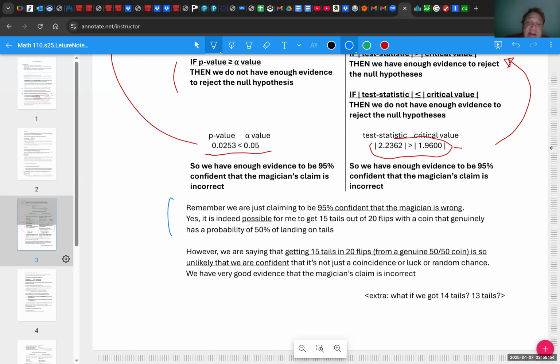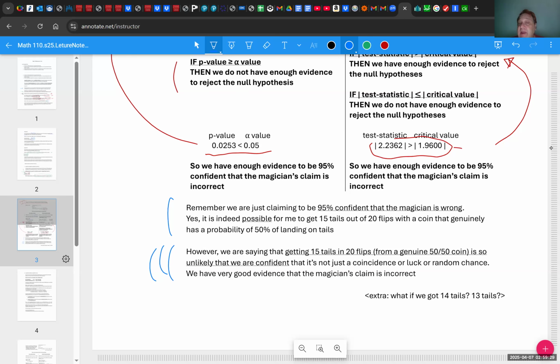But we are saying that getting 15 tails out of 20 from supposedly a genuine 50-50 coin is so unlikely that we are confident it's not a coincidence, it's not luck, it's not random chance. We have very good evidence that the magician's claim is incorrect. So this is the gist of how we want to write out our conclusion in clear language that's precise. We have good evidence that the magician's claim can be rejected.